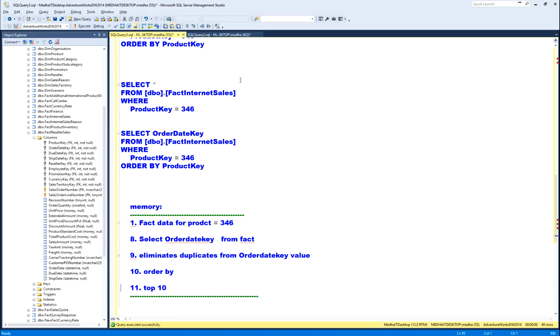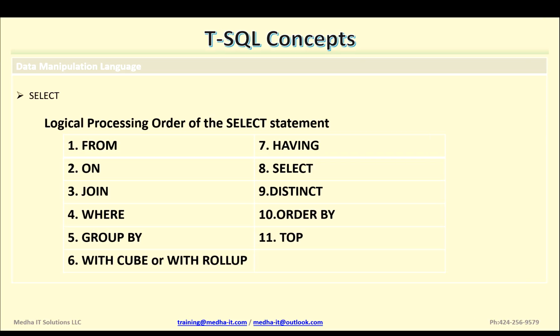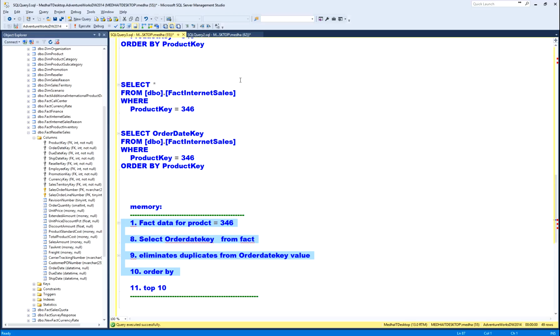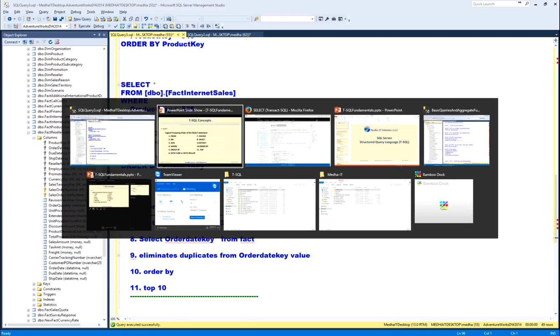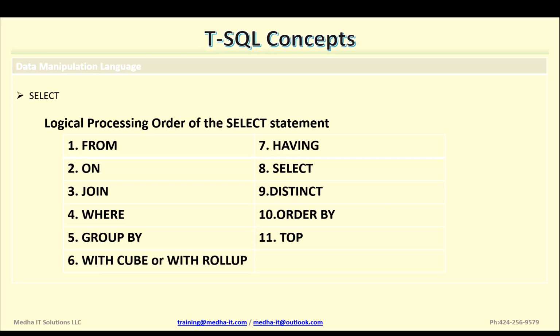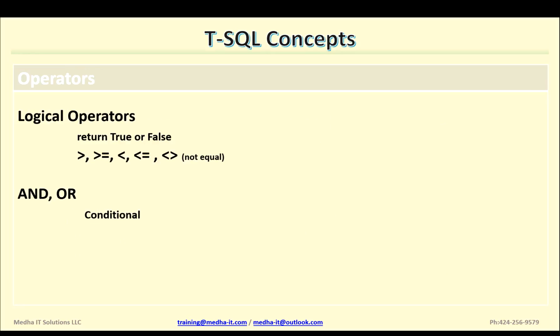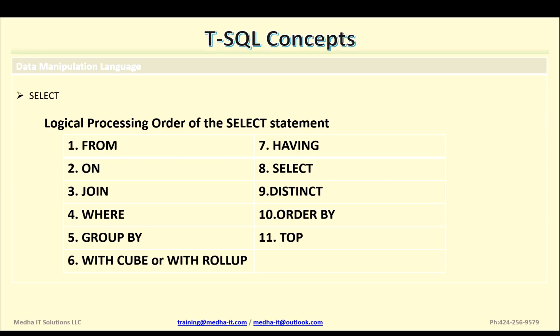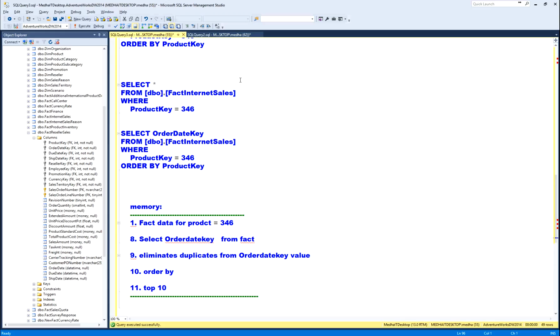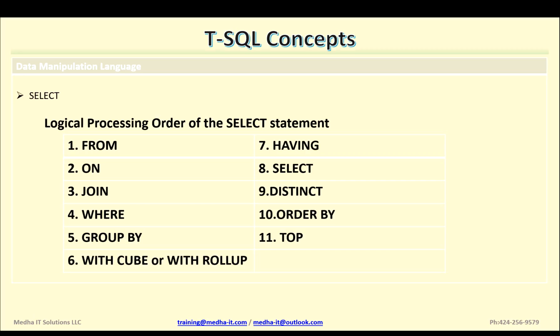So the last step is executing the top 10 or top clause. That means it returns the top number of records from the output of the previous processing steps. So that is the logical processing order of select statements. I'll get back on that question. I need to do a little bit of reading.